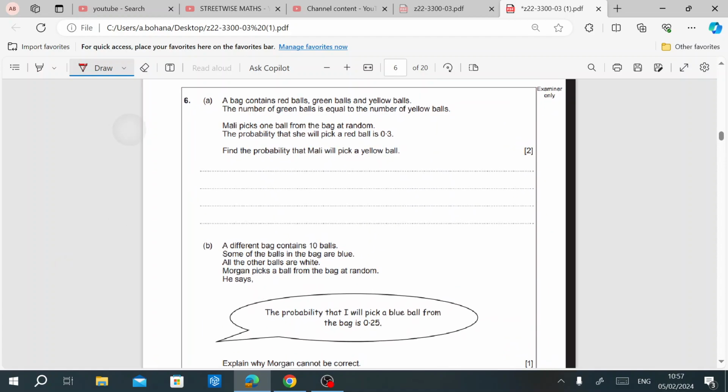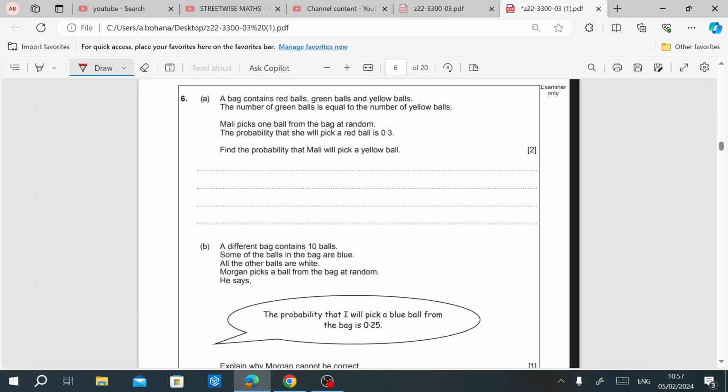Question 6. A bag contains red balls, green balls, and yellow balls. The number of green balls is equal to the number of yellow, so we know that green is equal to yellow. Probability always adds up to 1. The probability she picks a red ball is 0.3. So 1 minus 0.3 is 0.7. So all we've got to do now, because these two will equal 0.7 when added together, is take 0.7, half of that is 0.35.